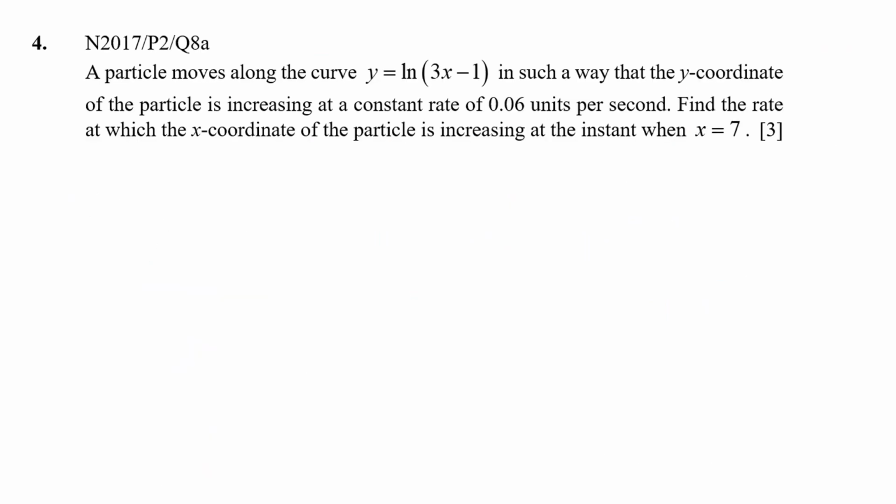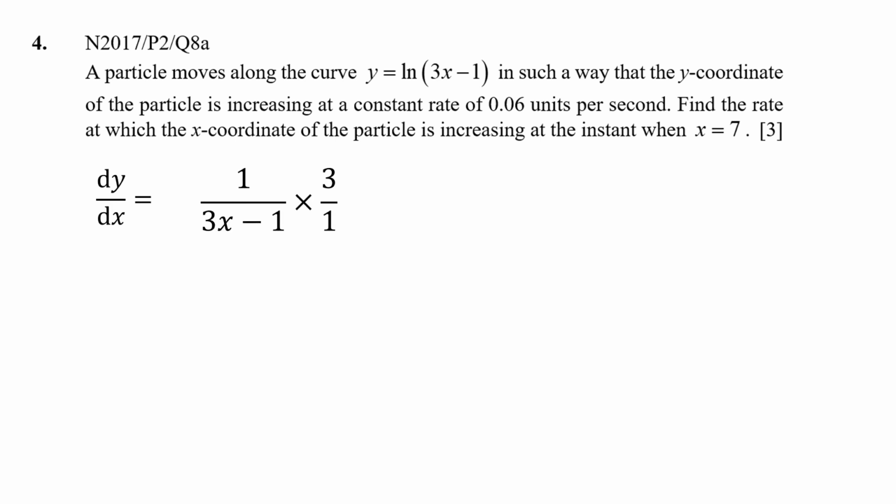For question 4, it is related to connected rates of change. You're given a curve y equals ln bracket 3x minus 1. You're given that the y coordinate is increasing at a constant rate of 0.06 units per second. To put that in mathematical terms, dy/dt equals 0.06. Then you're asked to find the rate at which the x coordinate is increasing, that means you're finding dx/dt. We need to find dy/dx first.